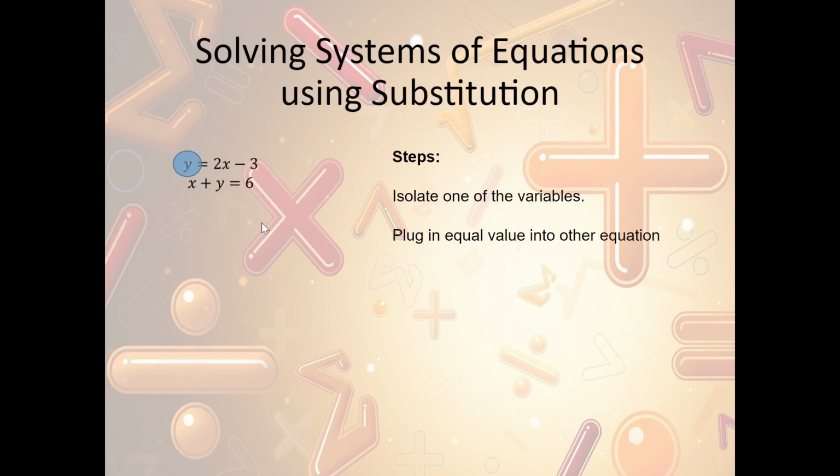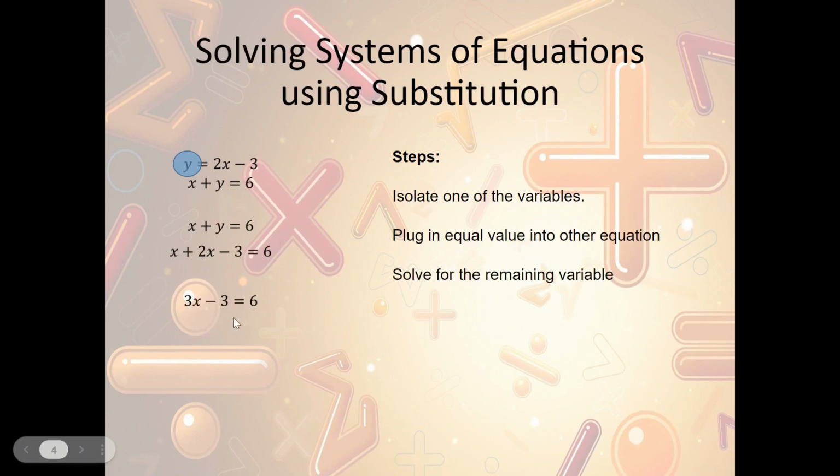So what I'm going to do is plug in the value on the other side for y into the other equation. I have x plus y is equal to 6, but y is really equal to 2x minus 3, so I'm going to plug that in. Now it says x plus 2x minus 3 is equal to 6. Now I can solve for x. So I combine like terms. I get x plus 2x is 3x, so I have 3x minus 3 is equal to 6.